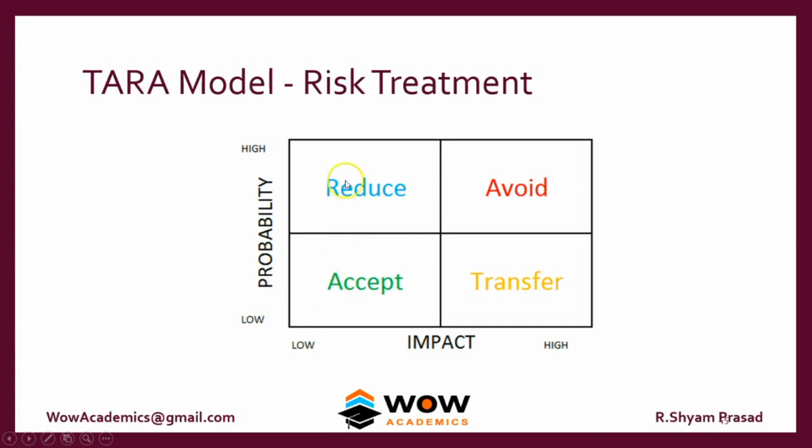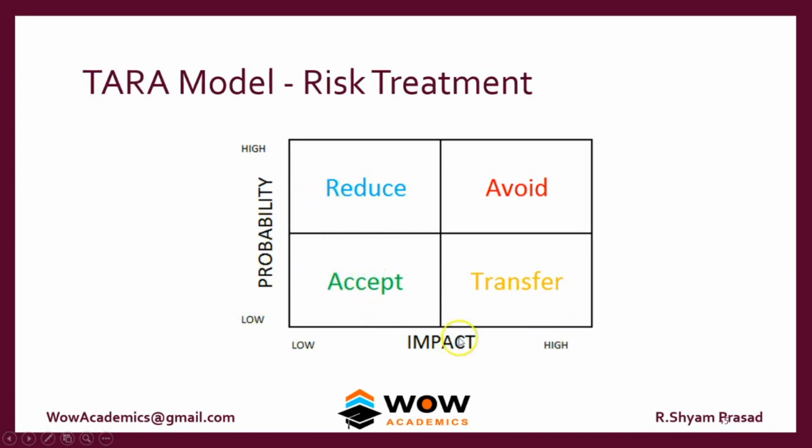If the probability is high and the impact is low, then we have to reduce it. So how do we reduce it? We use internal control systems, monitoring systems, and controlling systems so that the risk gets reduced. We can also introduce audits, internal audits like that, which reduce the probability of the event occurring. Once the probability gets reduced, it moves on to a low probability and low impact risk.